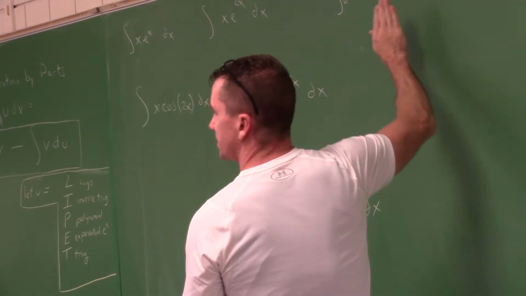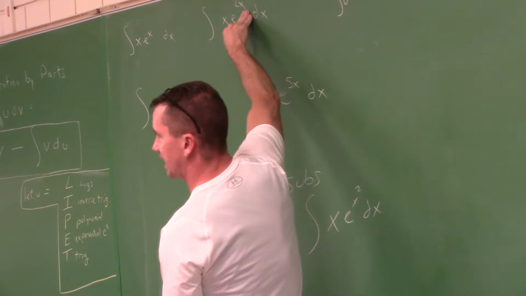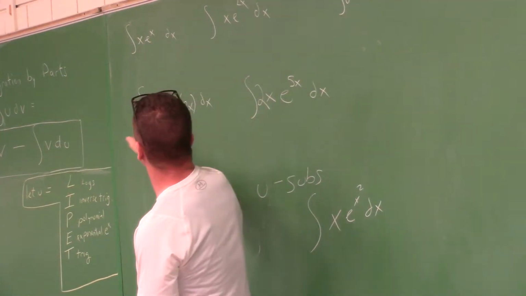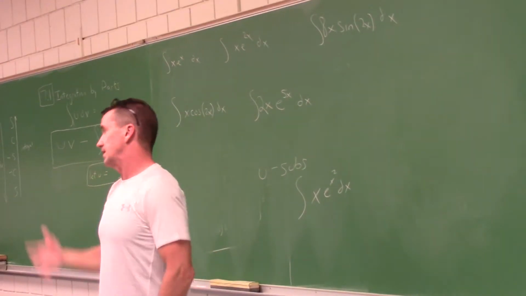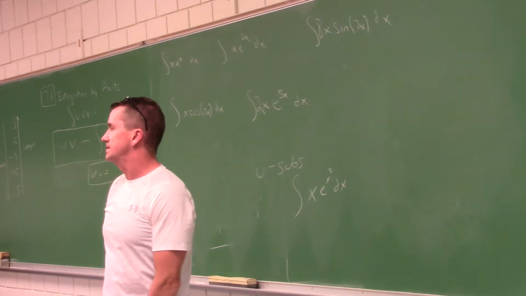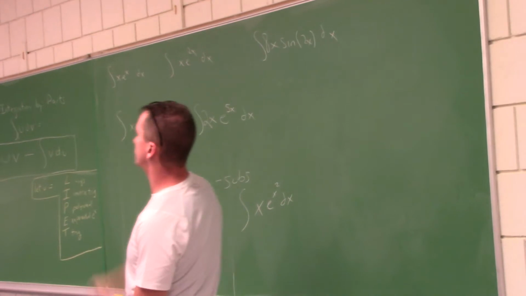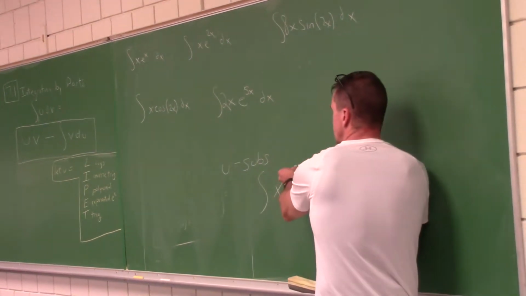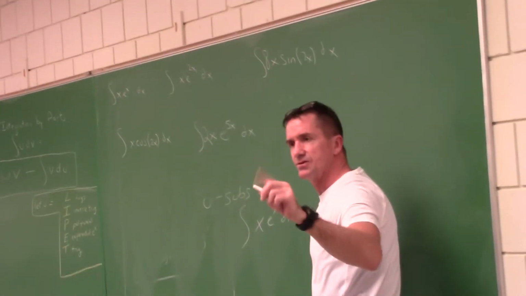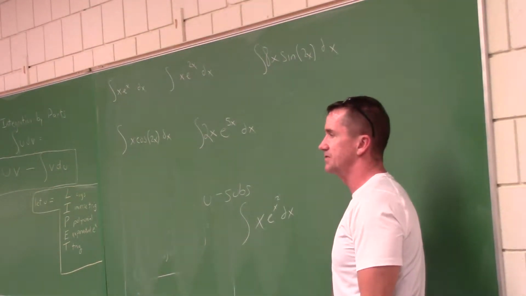X trig function with another x. X e to the x, it's got an x. X cosine, it's got the x. In later math, or Calc 2, you'll be able to recognize these. You'll be able to recognize, I'm going to have to do integration by parts. Usually, not all the time, but u subs have that power difference by one integer. I know it's not always, but it's very common, so you can identify that.